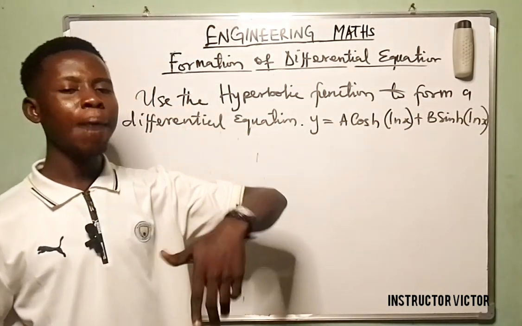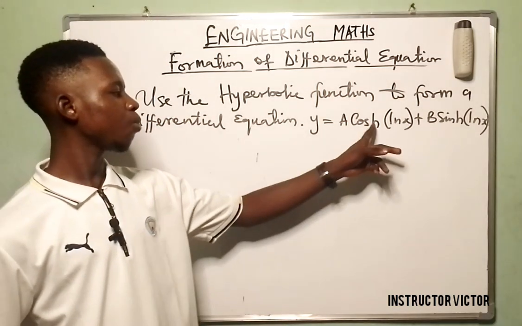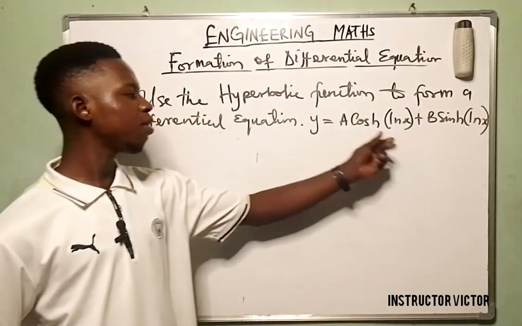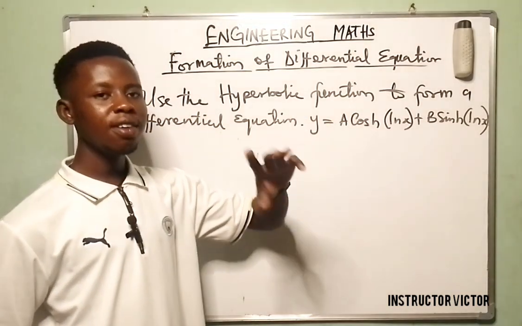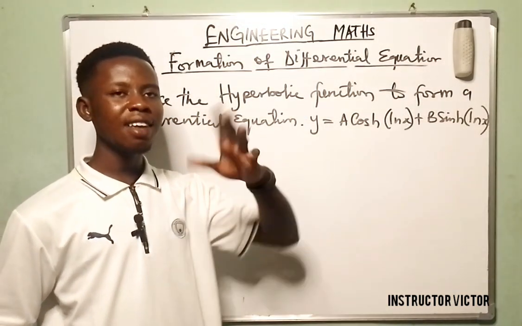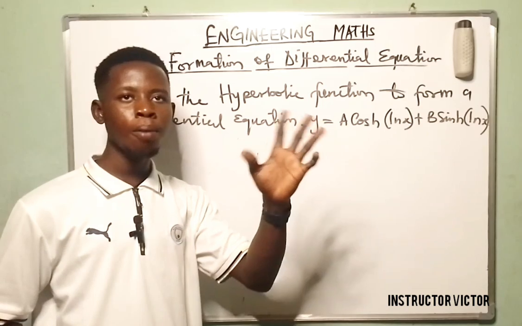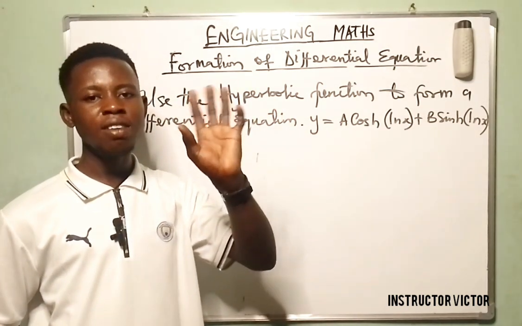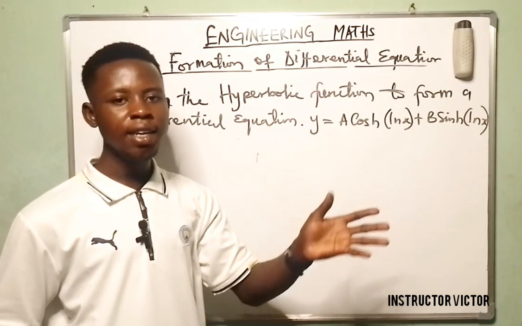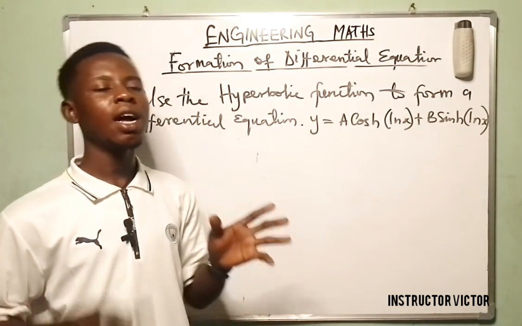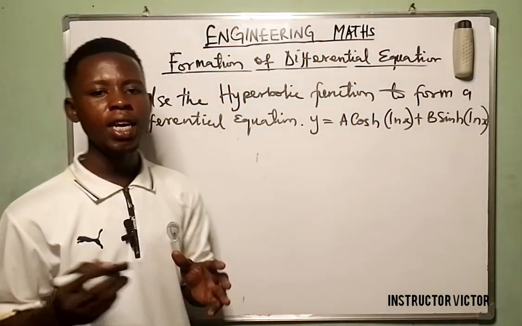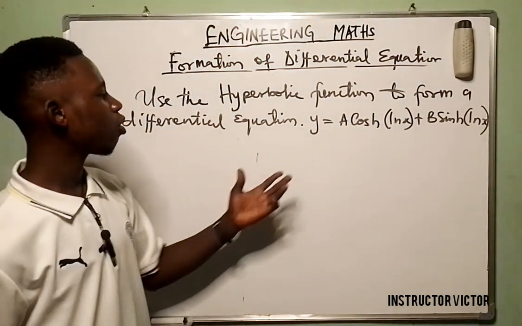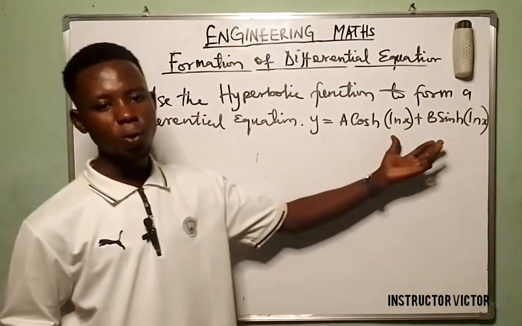Why do we call it a hyperbolic function? Look at what they are carrying. They are carrying h. Whenever you see cos or sin or tan, and h is included, that particular function has turned into a hyperbolic function. Now we are asked to use the hyperbolic function to form a differential equation.